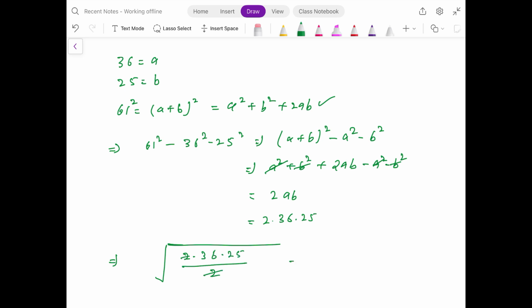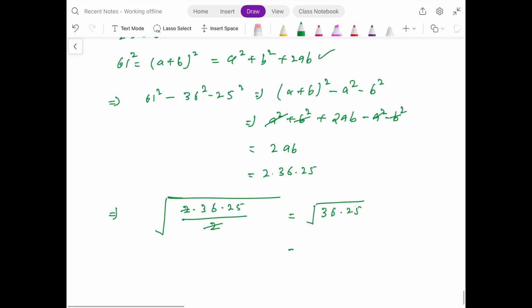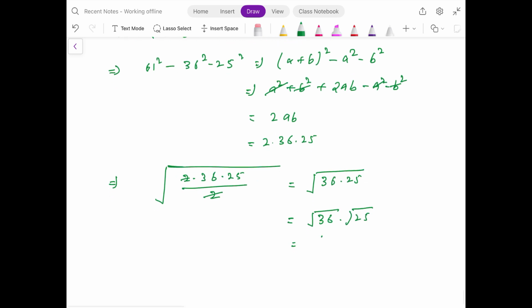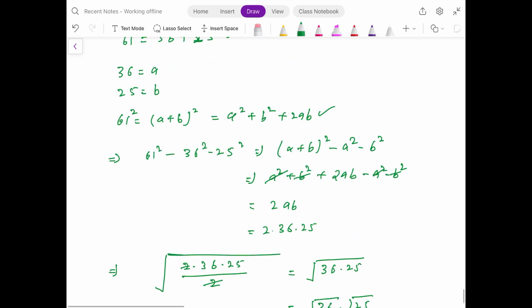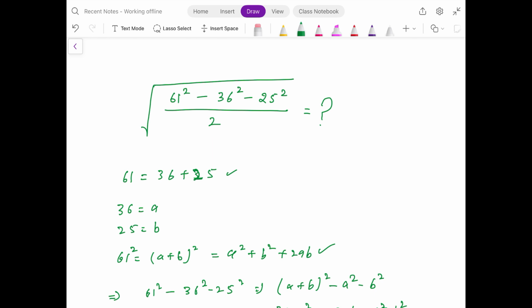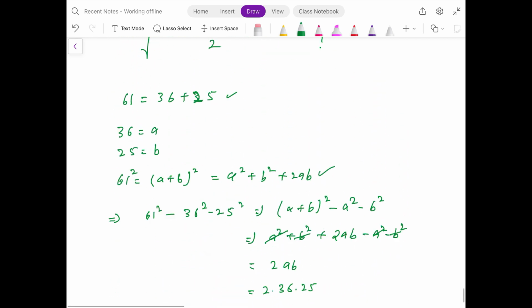These two numbers will be cancelled out, so the remaining part is the square root of 36 multiplied by 25. So if we split the square root across both these real numbers, the result will be the square root of 36 multiplied by the square root of 25. So the square root of 36 becomes 6 and the square root of 25 becomes 5, and 6 multiplied by 5 will be 30. So the answer of this tricky and viral mathematics problem is 30.